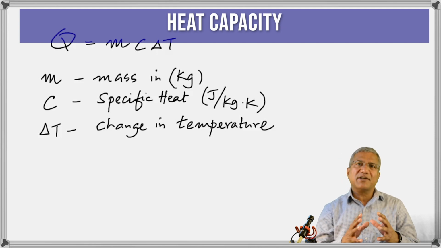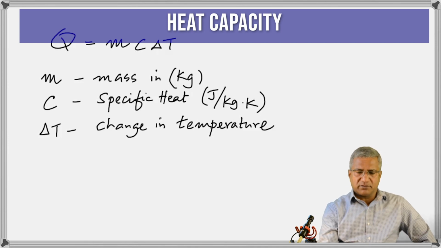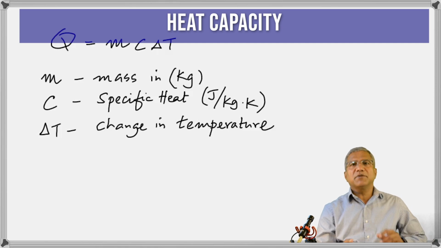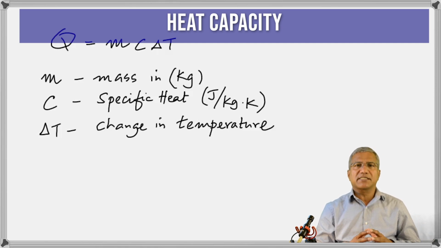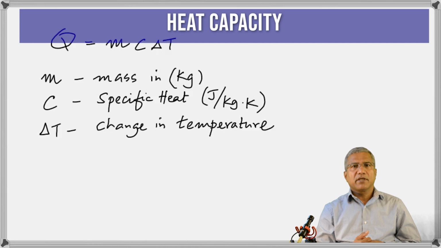So in these formulas where you have change in temperature, you could either use Celsius or Kelvin. All right, let's work out one question on this. And before that, let me tell you that water has the highest specific heat. It's 4,186 joules per kilogram Kelvin.